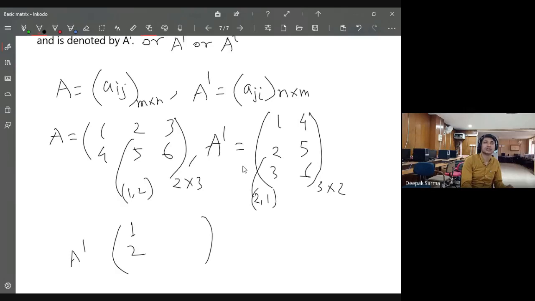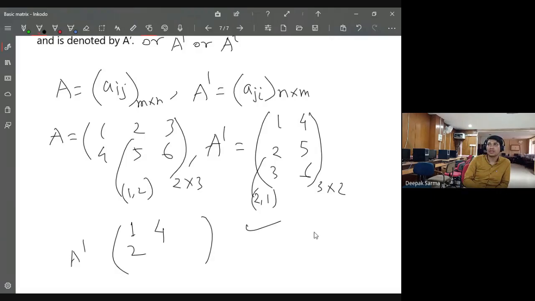So 2. Then suppose 4, randomly I am choosing 4. Its position is 2,1, so it will go to 1,2. So 4 will go to the 1,2 position. So individually you can choose each element one by one, then apply this definition, and you will get the same matrix.